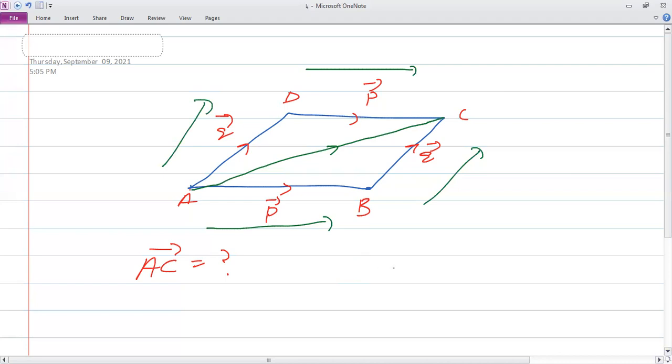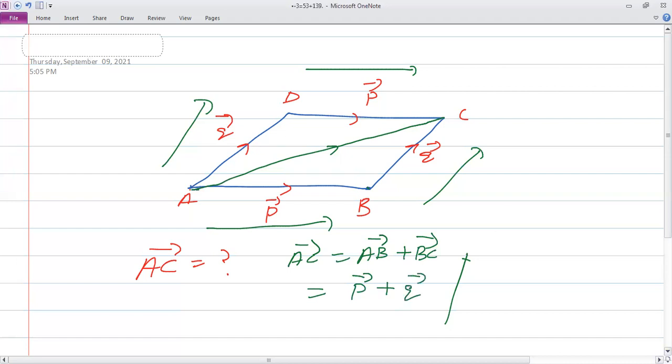I will choose both. First of all, I'm going for AC. I'm choosing this path. First, I will go from A to B, then B to C. So it will become AB plus BC. Now, what is AB? Already it is given in the same direction. AB is P. Plus, what is BC? BC is Q.